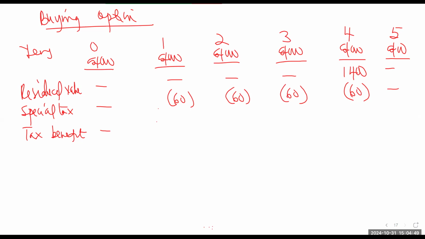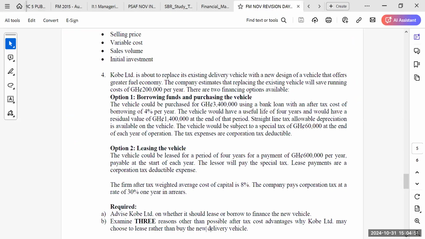So they are saying that this vehicle will be subject to a special tax of 60,000 at the end of each year of operation. So you are going to be paying this amount at the end of each year. It's not a tax that you are paying on your own operations. It's a tax on the vehicle. The tax that you are paying in arrears is a tax on your normal operations, the tax that you are paying on your profit.